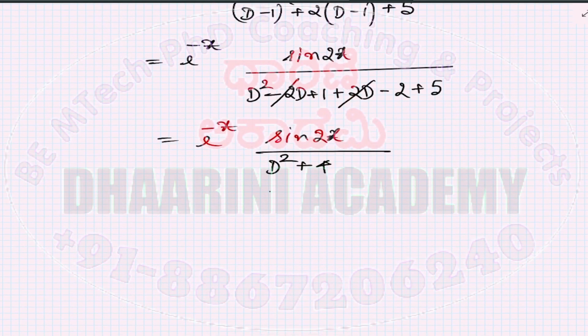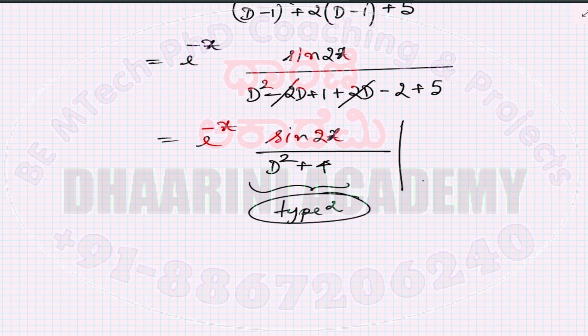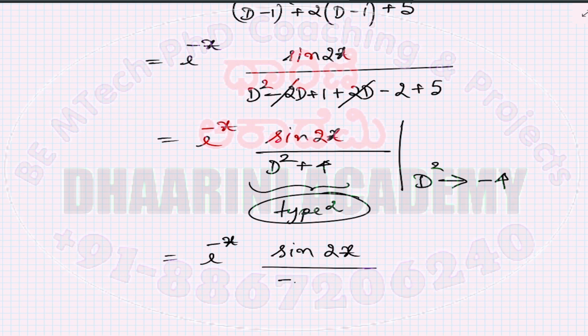So I understand that this term is a type 2 question. As this is type 2, replace D squared by minus of the number present inside the sine function, squared. So minus 2 squared, so minus 4. So this is equal to e to the minus x sine 2x divided by minus 4 plus 4, which means I cannot write this answer because the denominator becomes equal to 0.